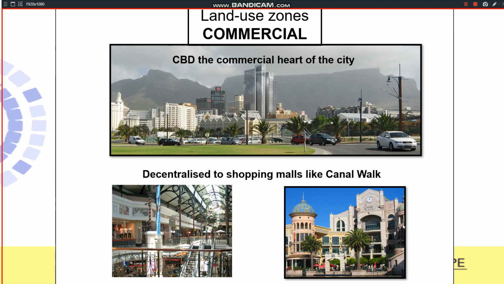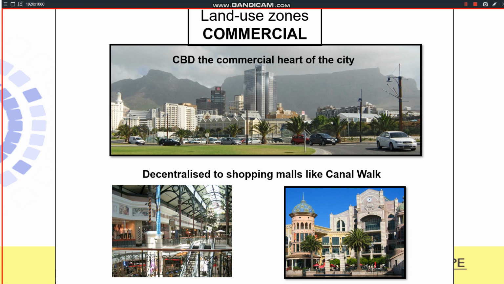This is the commercial zone. It's the CBD. It's in the commercial heart of the city. Most of it, the CBD, the commercial functions, have been decentralized. In other words, that function has been taken to shopping malls.